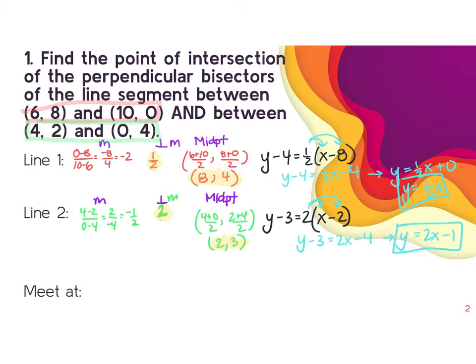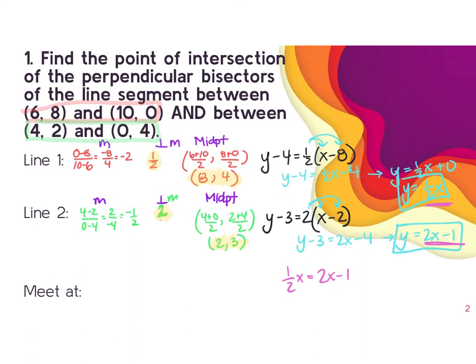Now that we have two equations, we're going to figure out where these equations meet. Where do they intersect? They're lines, so they're going to intersect at a point. Since both of these equations are y equals, that means y is equal to both of those things. So I can actually set those things equal to each other. So we can take the 1/2 x and set it equal to 2x minus 1.